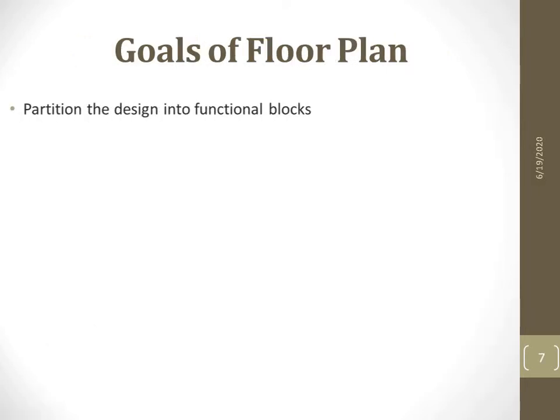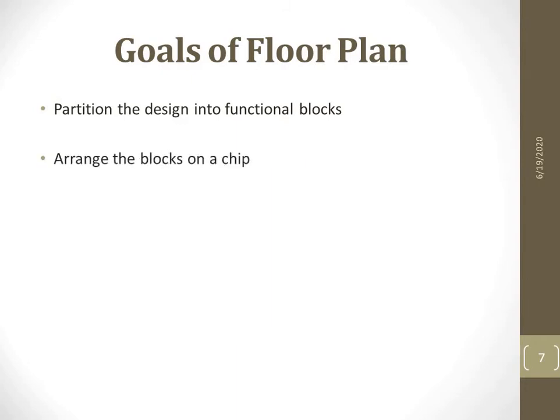So the goals of the floor plan are, we need to set up some goals, right? They are: partition the design into function blocks, arrange the blocks on a chip. We need to arrange properly. First we need to partition, as you have seen in the physical process. Then arrange the blocks properly on the chip. Then place the macros. Macros are the main blocks.